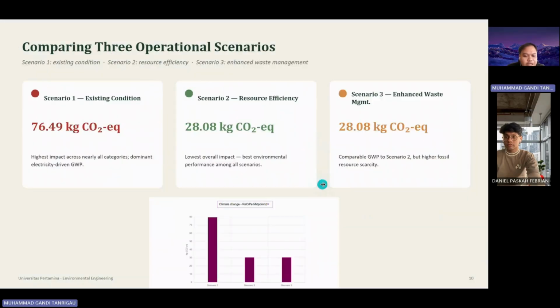Slide 10. Comparing three scenarios. Scenario 1 represents the current operational condition and produces the highest greenhouse gas emissions. Scenario 2 focuses on resource efficiency, and this scenario reduces impacts across almost all categories. Scenario 3 is waste management, which requires additional energy, resulting in slightly higher fossil resource consumption than scenario 2. However, scenario 2 provides the best environmental performance.